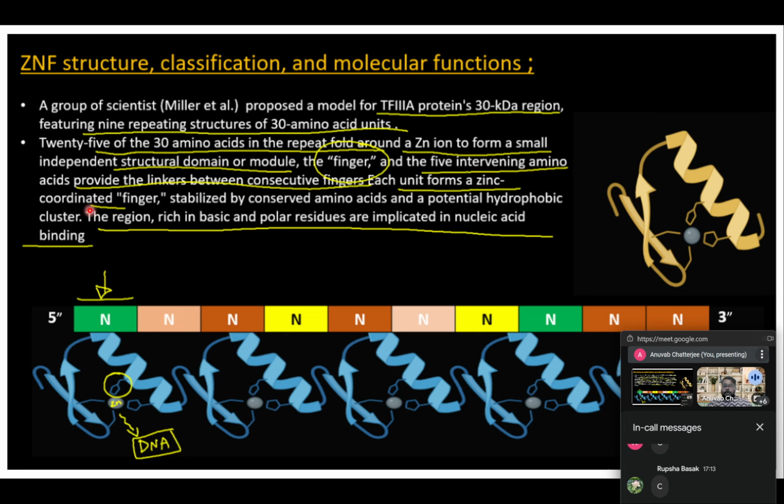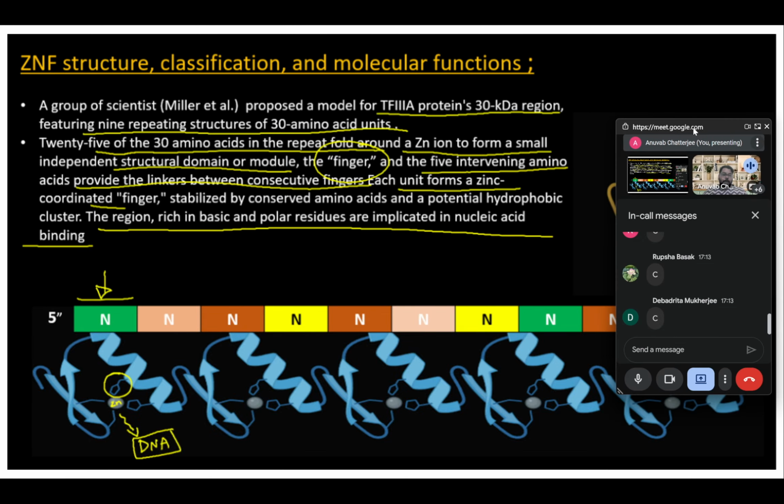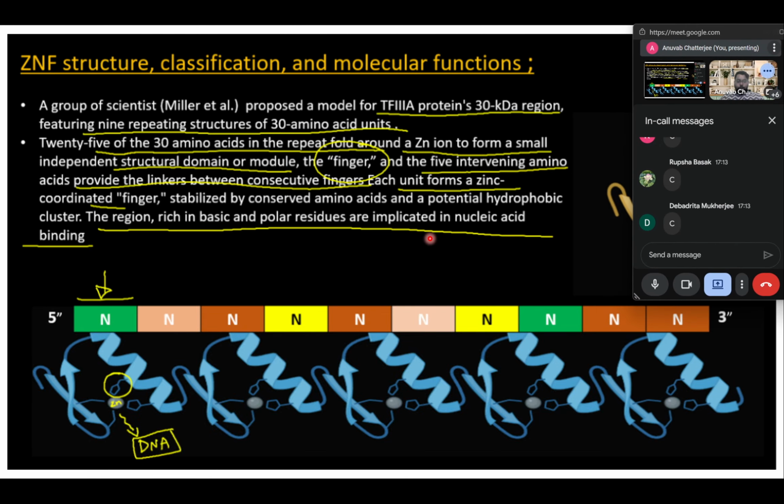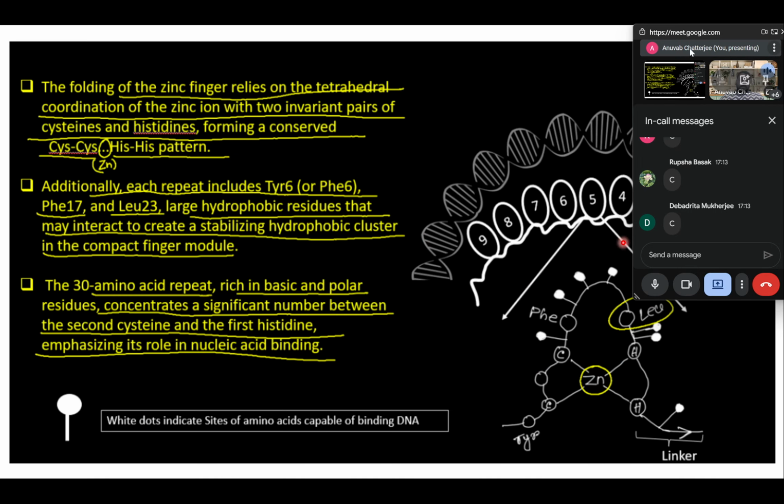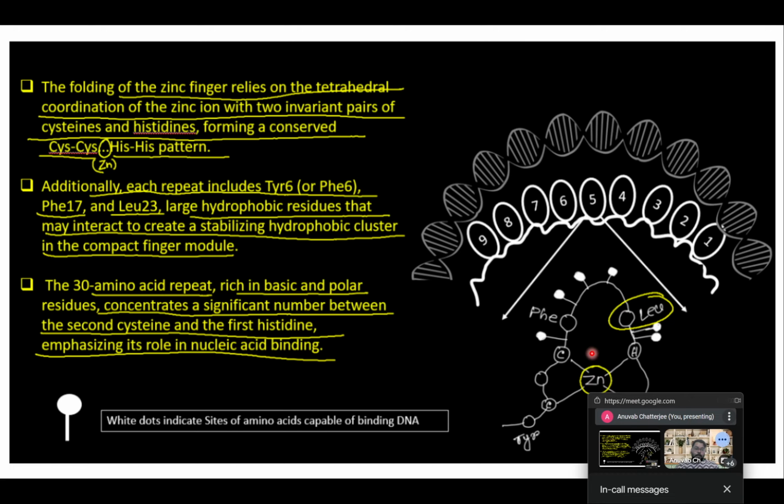Each unit forms a zinc coordinated finger stabilized by conserved amino acids and a potential hydrophobic clustering. The region is rich in basic and polar residues and is implicated in nucleic acid binding. So you can imagine that since the ends of these alpha helices are basic, they are positively charged and thus can easily bind nucleic acids, so they can bind DNA very easily. So this is how the arrangement looks.